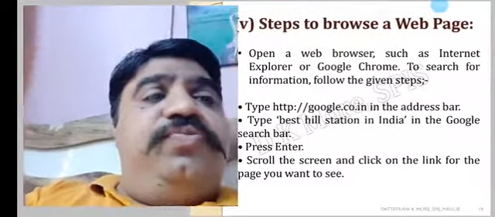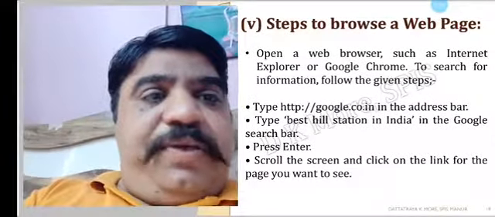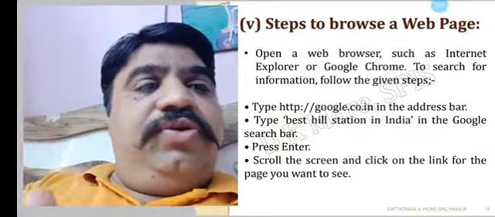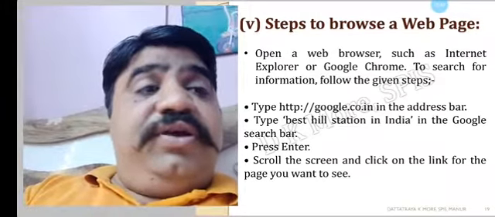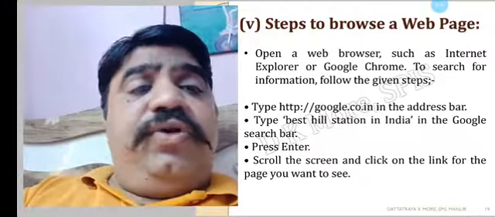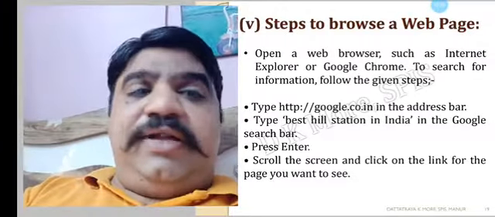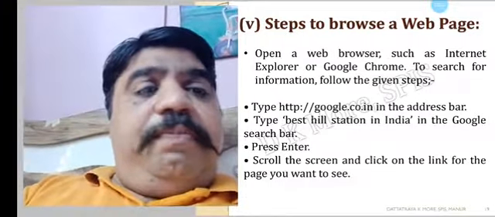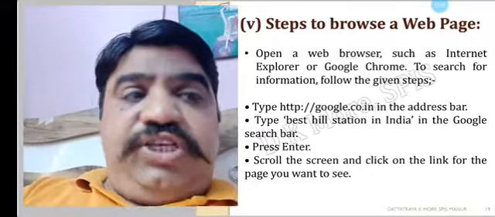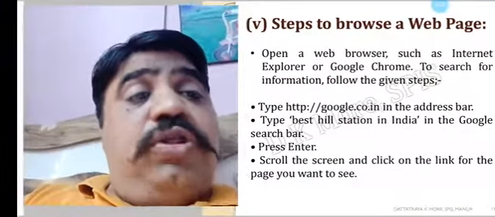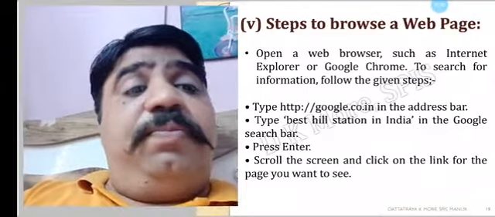Next are the steps to browse a web page. How to browse a web page. Open a web browser such as Internet Explorer or Google Chrome to search for information. Put the website or URL http://google.co.in in the address bar. Then type best hill station in India in the search box or search bar. Press enter. Scroll the screen and click on the link for the page you want to see.